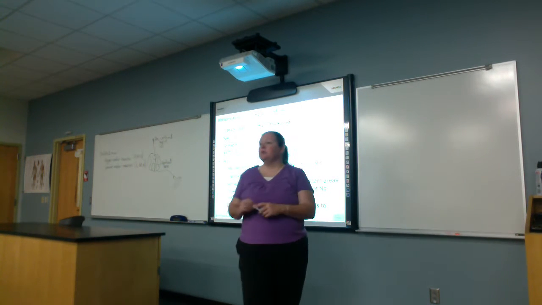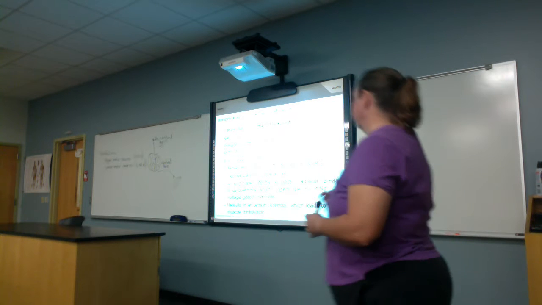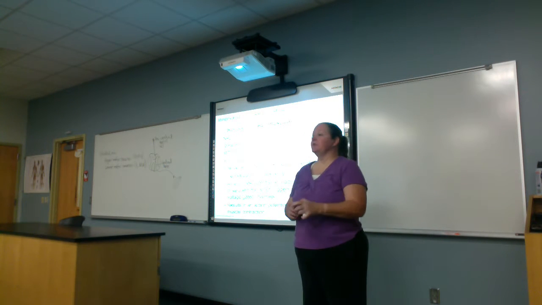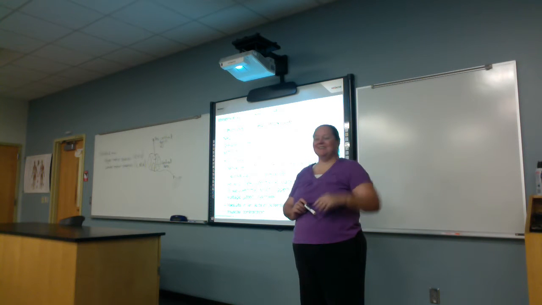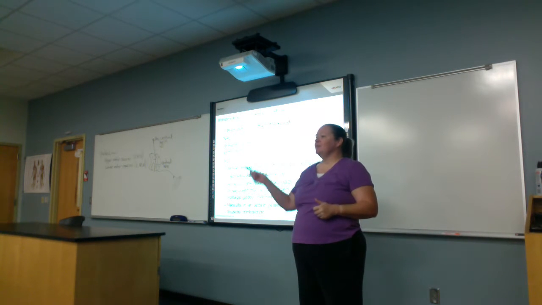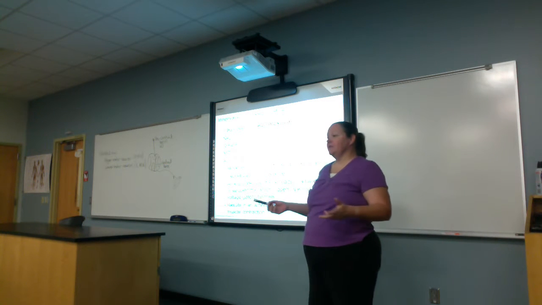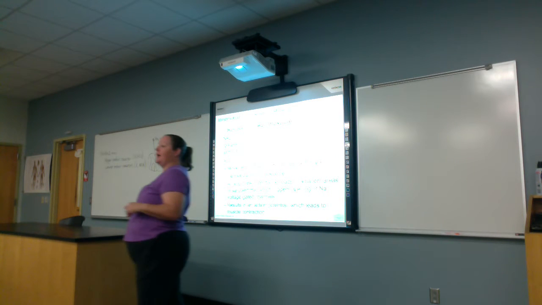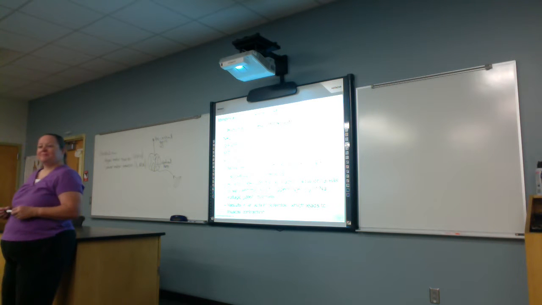As a review from what hopefully you remember from the muscle chapter, what is our neurotransmitter at the neuromuscular junction? Acetylcholine. Acetylcholine is going to be released. Well, let's start from the beginning. An action potential comes down the lower motor neuron.